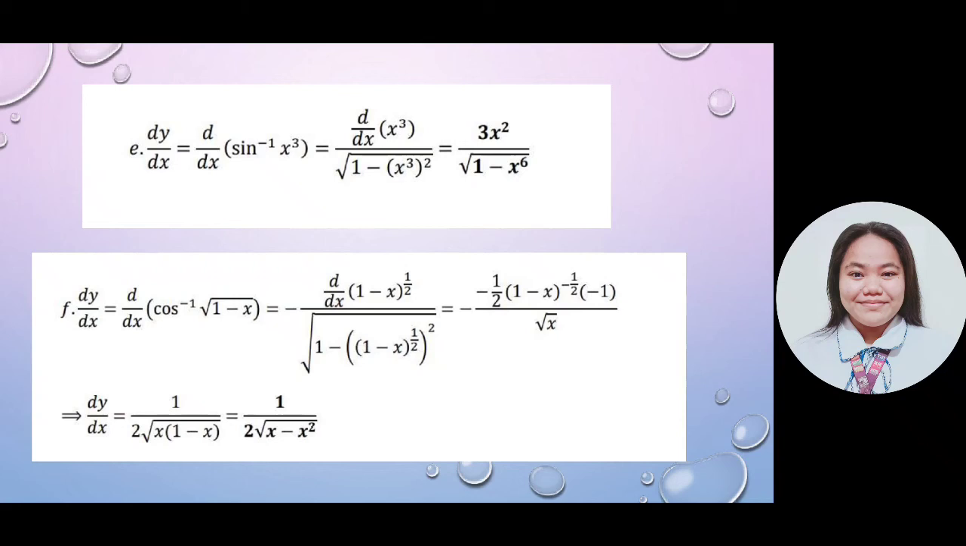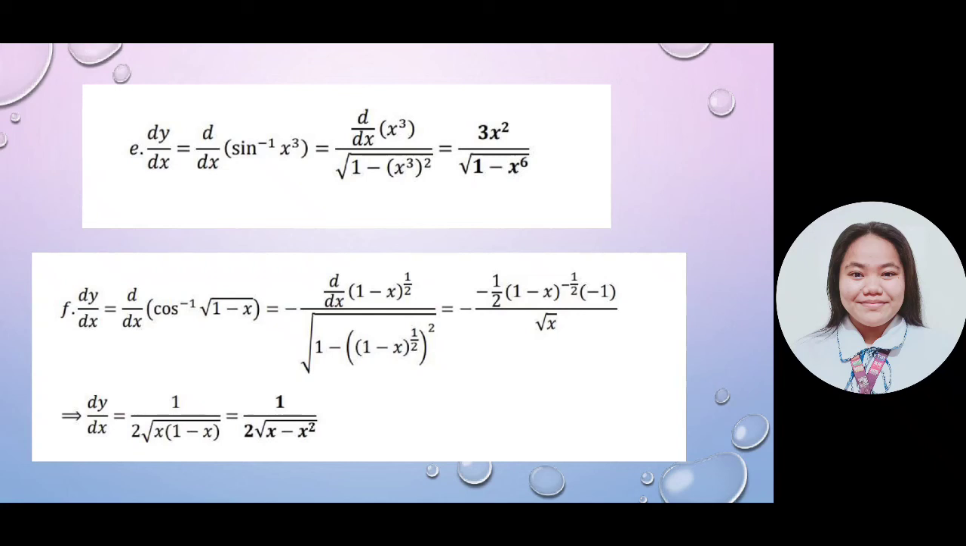So to take the derivative of inverse sine of x cubed, the derivative of sine raised to negative 1 is 1 over square root of 1 minus open parenthesis x cubed close parenthesis squared, because using chain rule the inside stays exactly the same. Then we multiply by the derivative of x cubed, which is 3x squared. So 1 times 3x squared equals 3x squared.